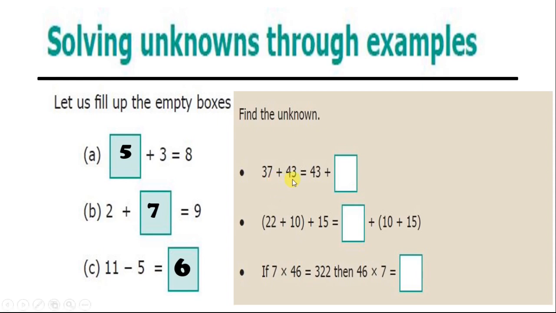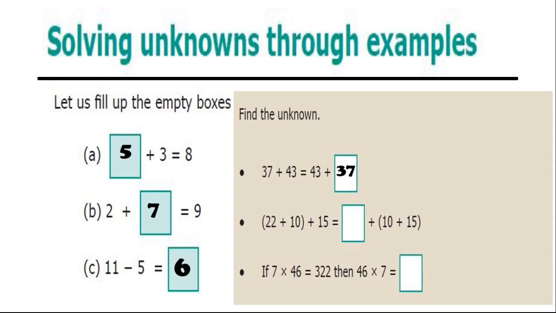It is 37 plus 43 is equal to 43 plus the box. When we add, a plus b is equal to b plus a. Always we have this. If we add 3 plus 2, we get the answer 5. Suppose we add 2 plus 3 also, we get the same answer 5. So when we add 37 plus 43, and if you add 43 plus 37, it will be the same answer. We can add in any direction and you will get the same answer. So 37 plus 43 is equal to 43 plus 37.